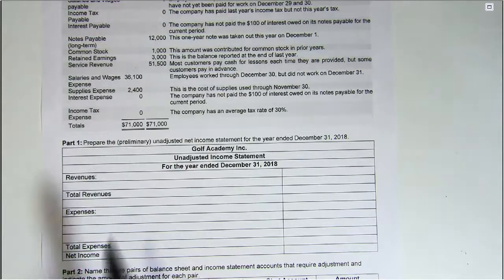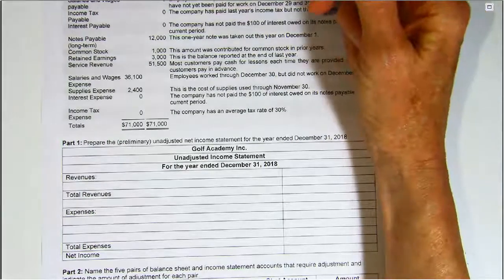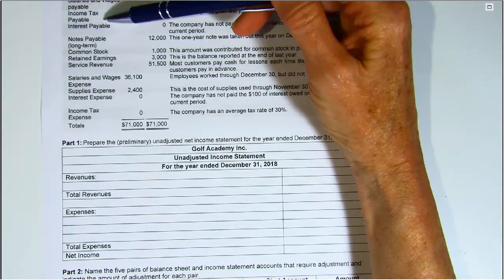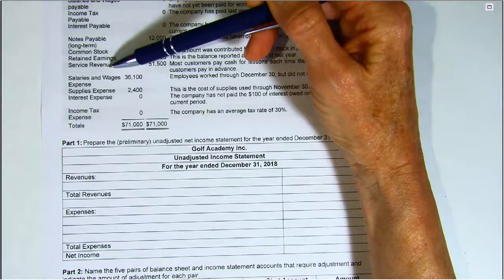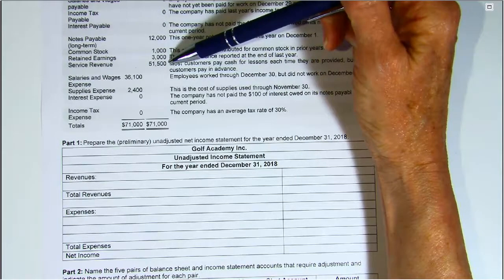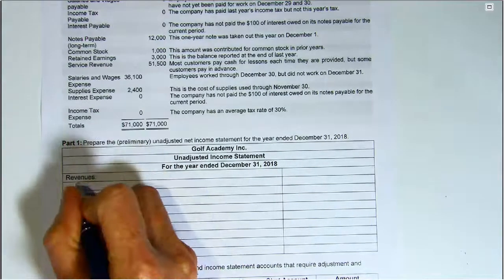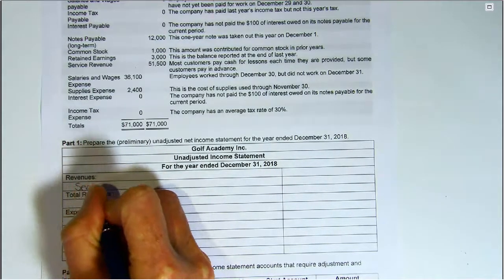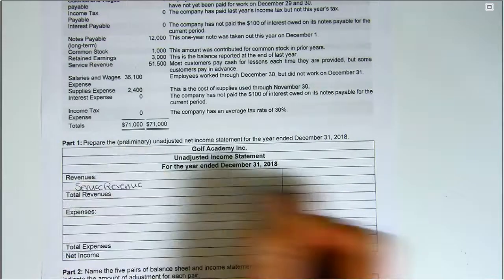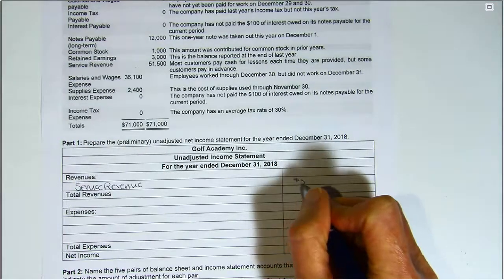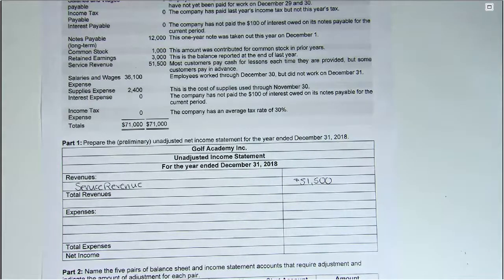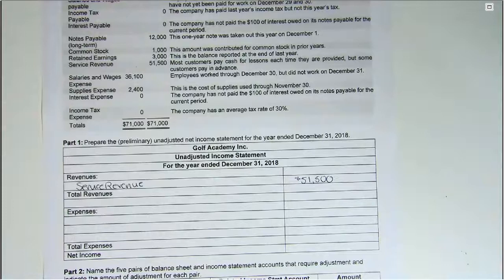Let's find our revenues. Our trial balance is in this following order: assets, then liabilities, then the equity accounts, then revenues and expenses. So there's only one revenue account here, service revenue. So we'll write that down. And the amount is $51,500. Now our expenses, we list them from greatest to least.